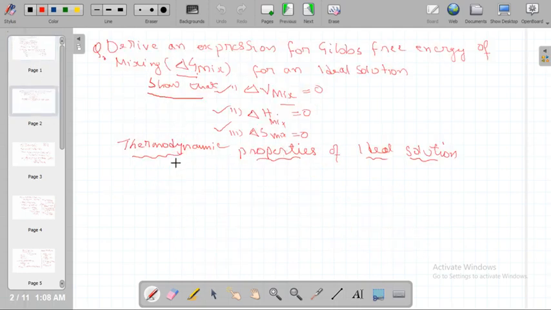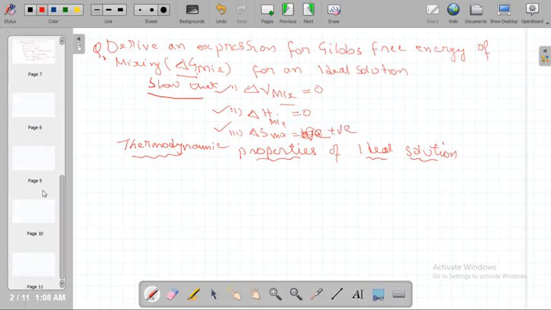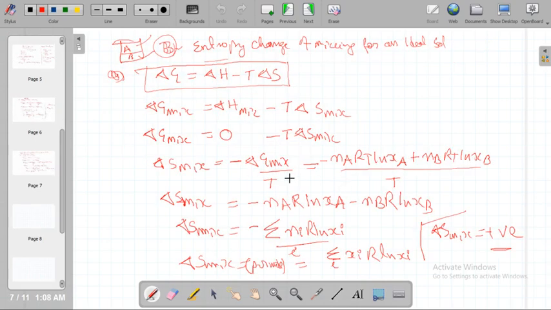So this entropy of mixing of the solution is not equal to 0, but it is positive. It's positive. So these are the three types of thermodynamic quantitative changes in the ideal solutions.